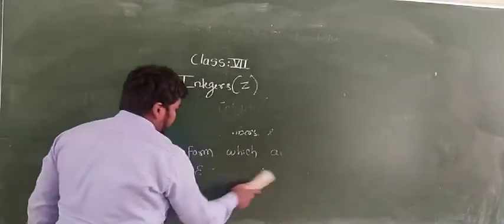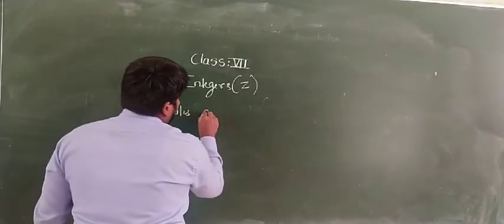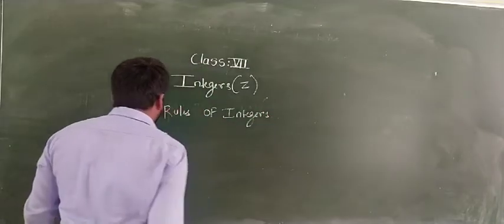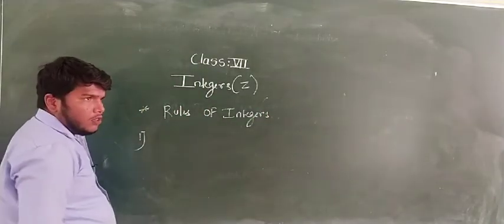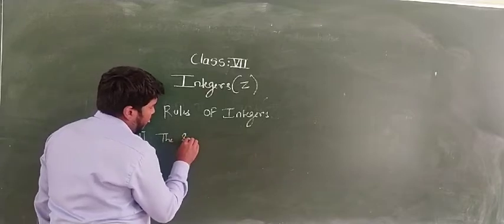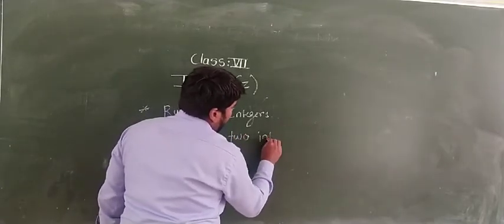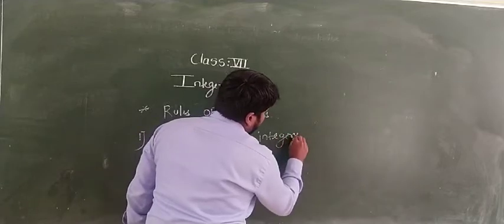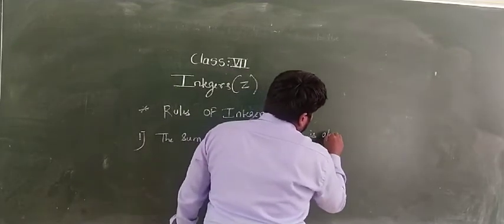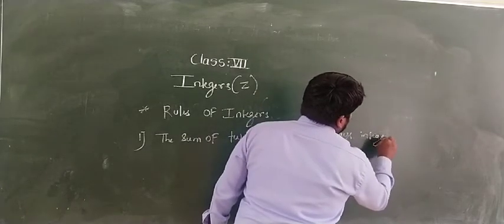Next you are going to study the rules of integers. So the first rule is: the sum of two integers is always an integer.